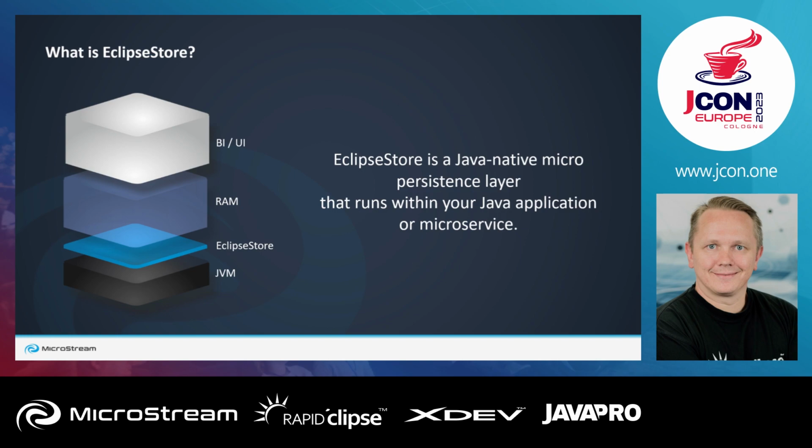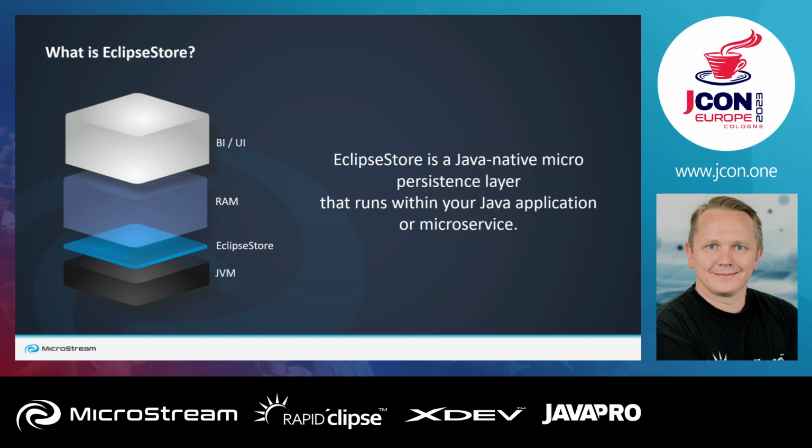Okay. So what is Eclipse Store or MicroStream basically? It's a Java native micro-persistence layer. That means it's a framework and it's part of your application, and it's inside your Java virtual machine. You can add it via Maven, and you can use it on every Java application, on every Android application, and also on microservices, of course.